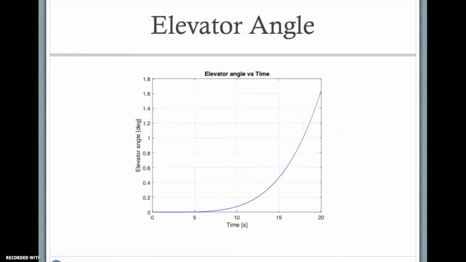Shown here is the step input of an elevator angle in the upward direction with respect to the longitudinal axis over a 20-second period. This input will be used in simulation to analyze the pitch angle, pitch rate, and angle of attack as a function of elevator angle and time. Note that after 20 seconds, the elevator reaches an angle of approximately 1.7 degrees.